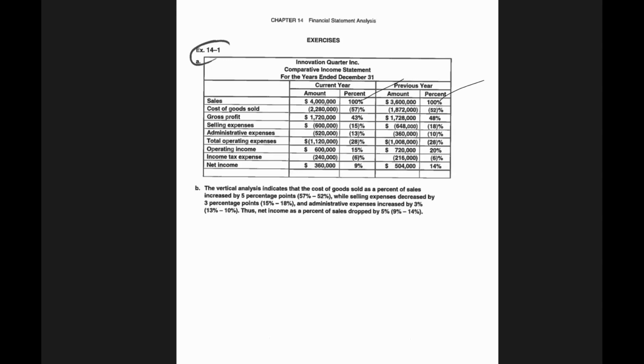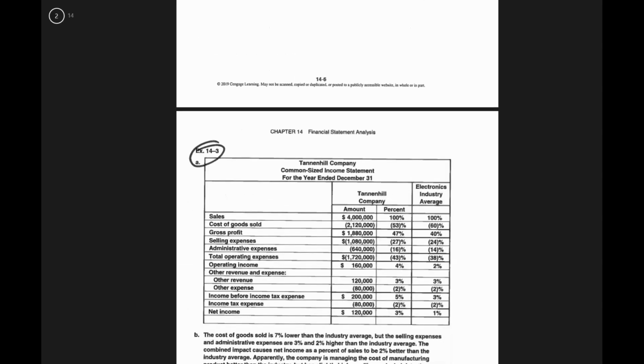So of course then we're going to put sales at 100%, and then everything drives from sales. So in this case we have both years presented, 2 columns, and we calculated everything as a percent of sales. So for instance, if you needed to calculate net income as a percent of sales, you take 360 divided by the 4 million up here on top, and you would get 9%. So from a vertical standpoint, you can compare one year to the next based on those percentages.